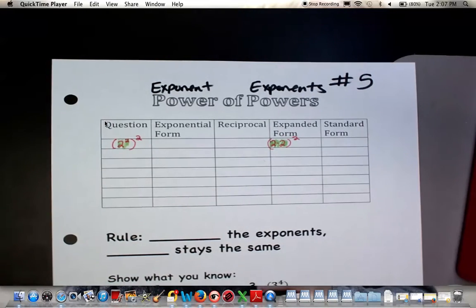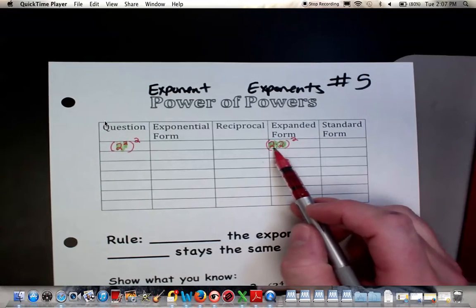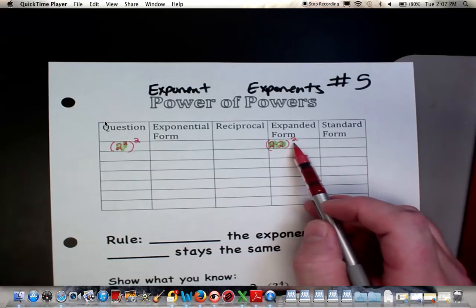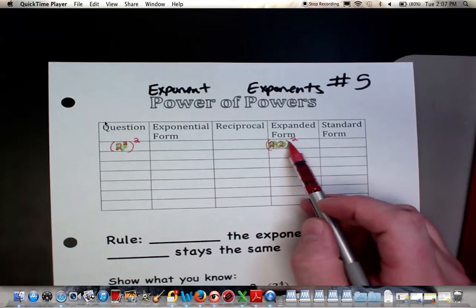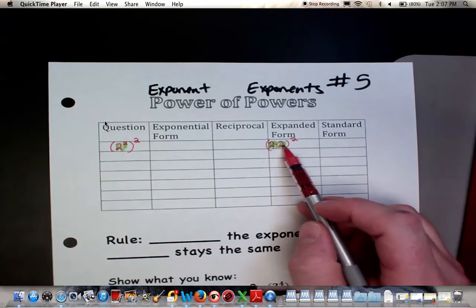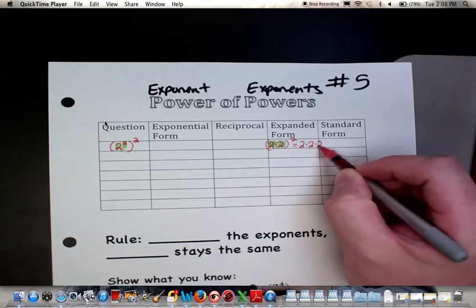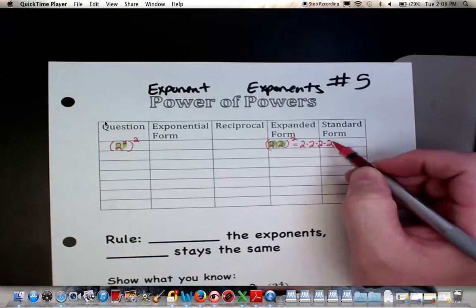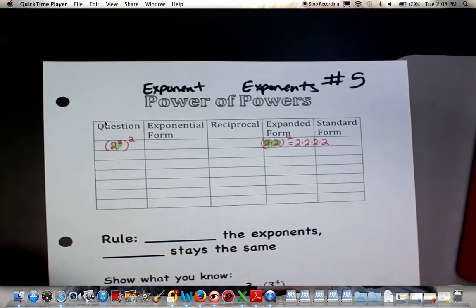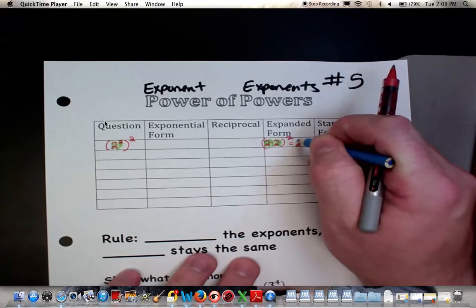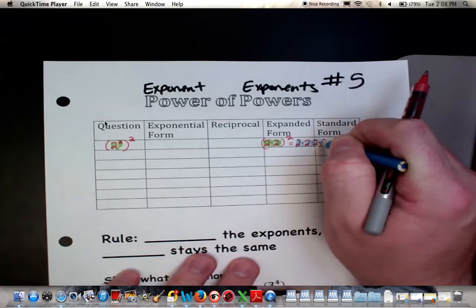Okay? So now I have 2 times 2 to the second power. Well, what does that mean? That means I need to write 2 times 2 twice. So this in expanded form is 2 times 2 times 2 times 2. And that right there will be my answer, and I'm going to color that one in light blue. That's what it is in expanded form.